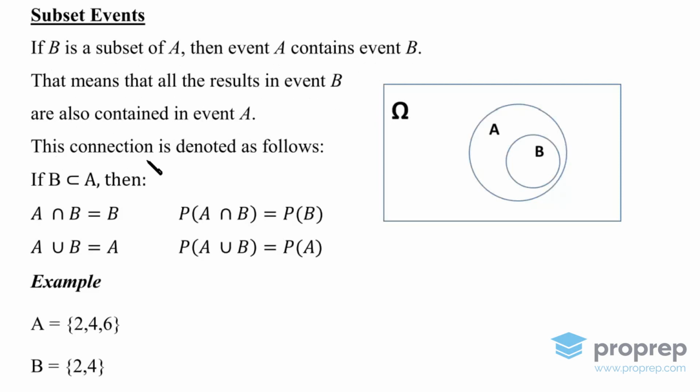Now, this connection is denoted like this. If B is contained in A, this isn't a C, this is the mathematical symbol for contained. Then we have that A intersect B equals B. What's common between A and B? Well, B is common to both events. So A intersect B would be B. So the probability of A intersect B would be the probability of B itself.